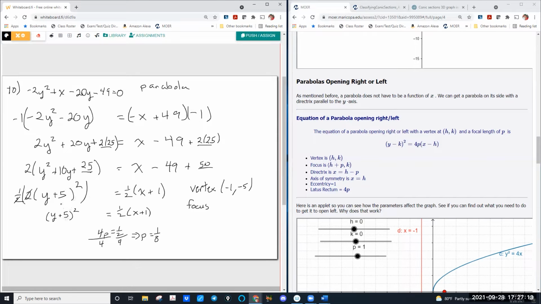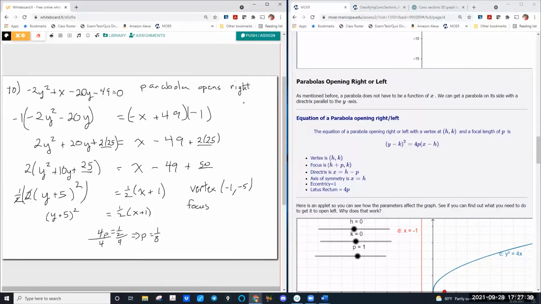Now, here's one thing I want to point out. We already said we had one that was opening right or left. Well, because there's no negative on either side, usually we'll put it on this side with 4p. Because there's no negative, this thing is going to open right. So we can say parabola that opens right.